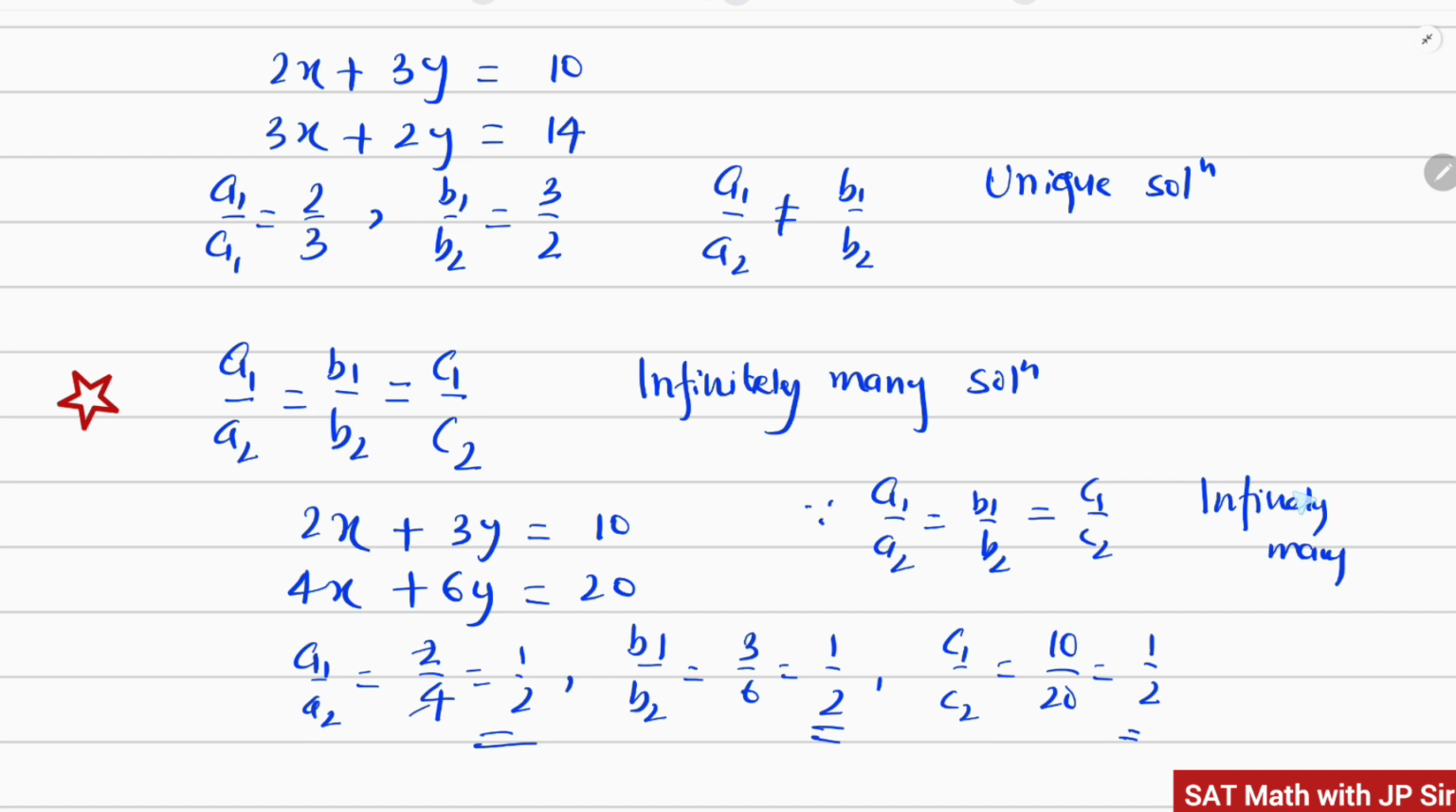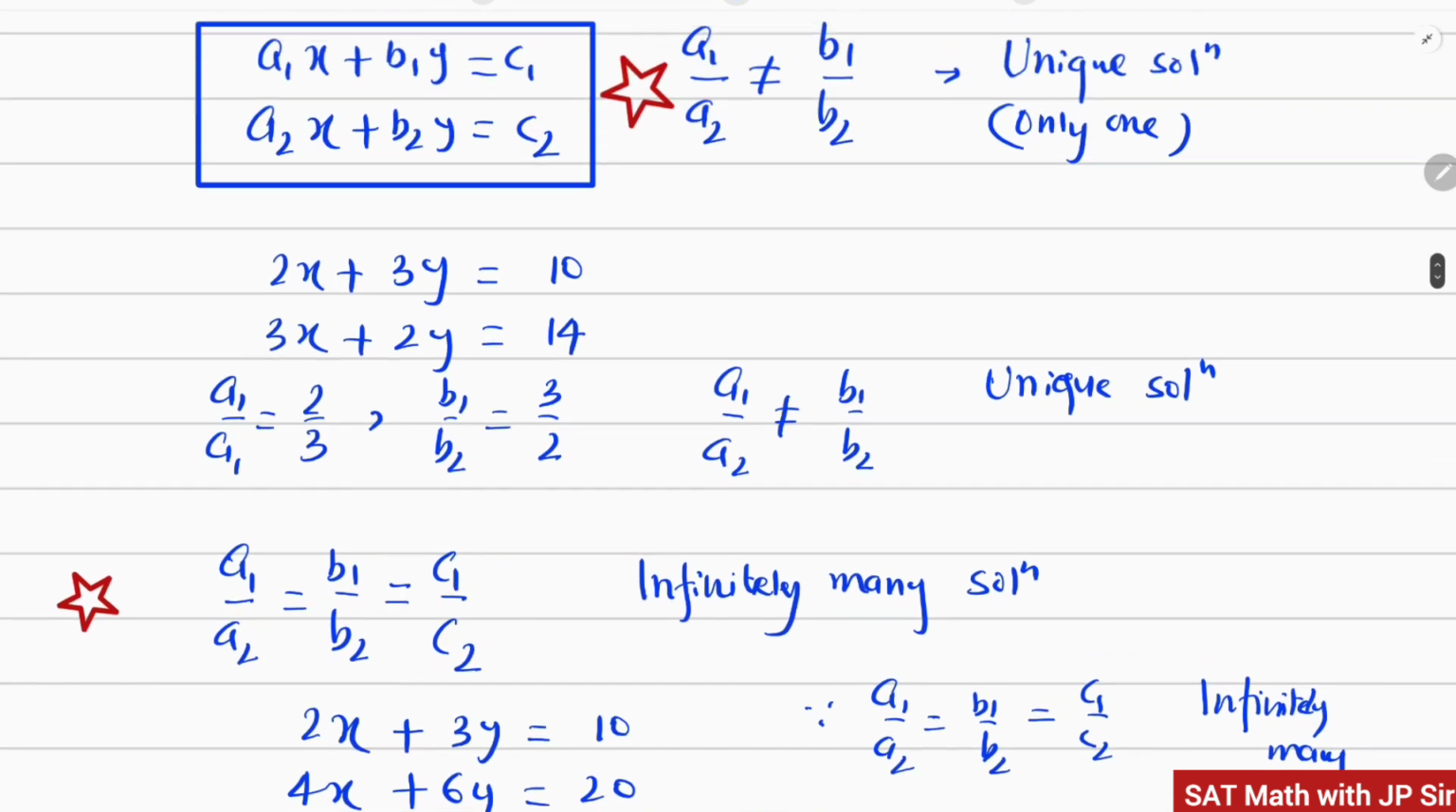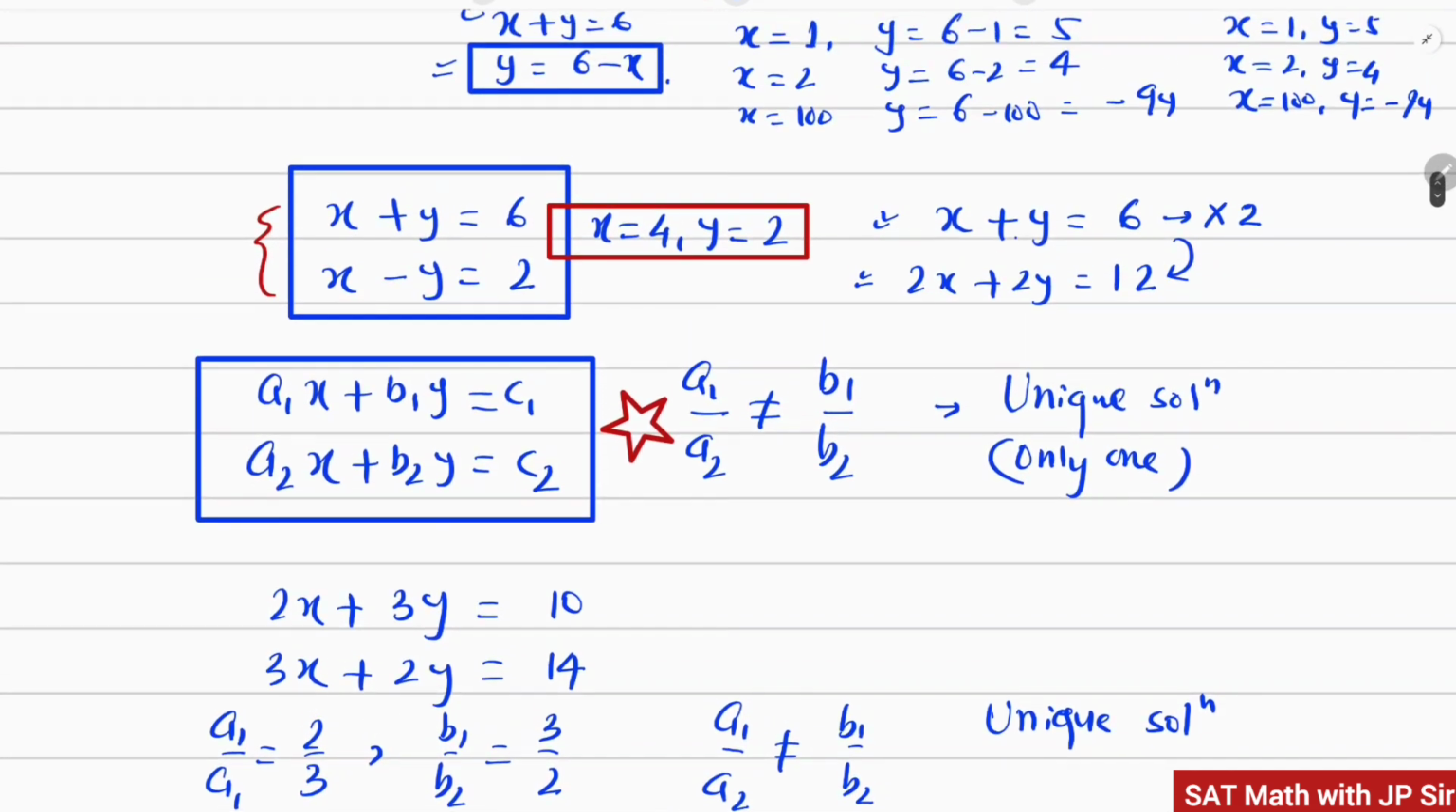In this, we had this situation here. If you look at this, this upon this is 1 upon 2, this is 1 upon 2, this is again 1 upon 2. So we had infinitely many solutions here.